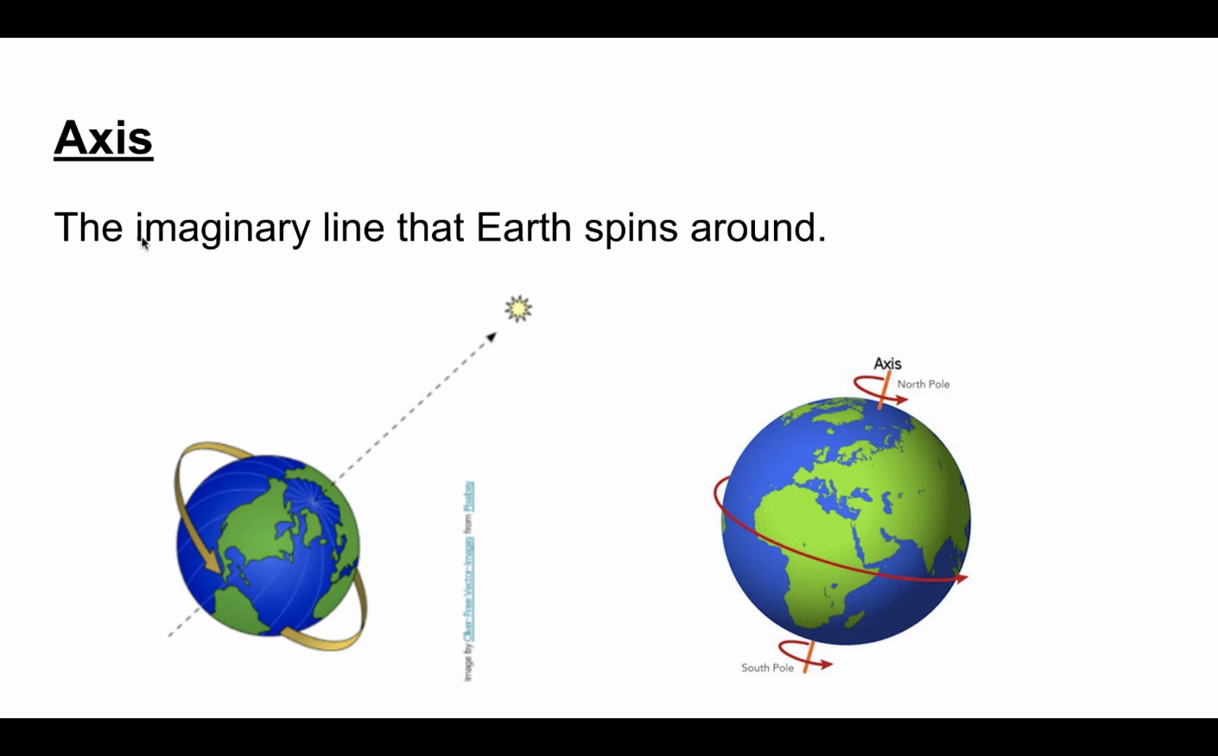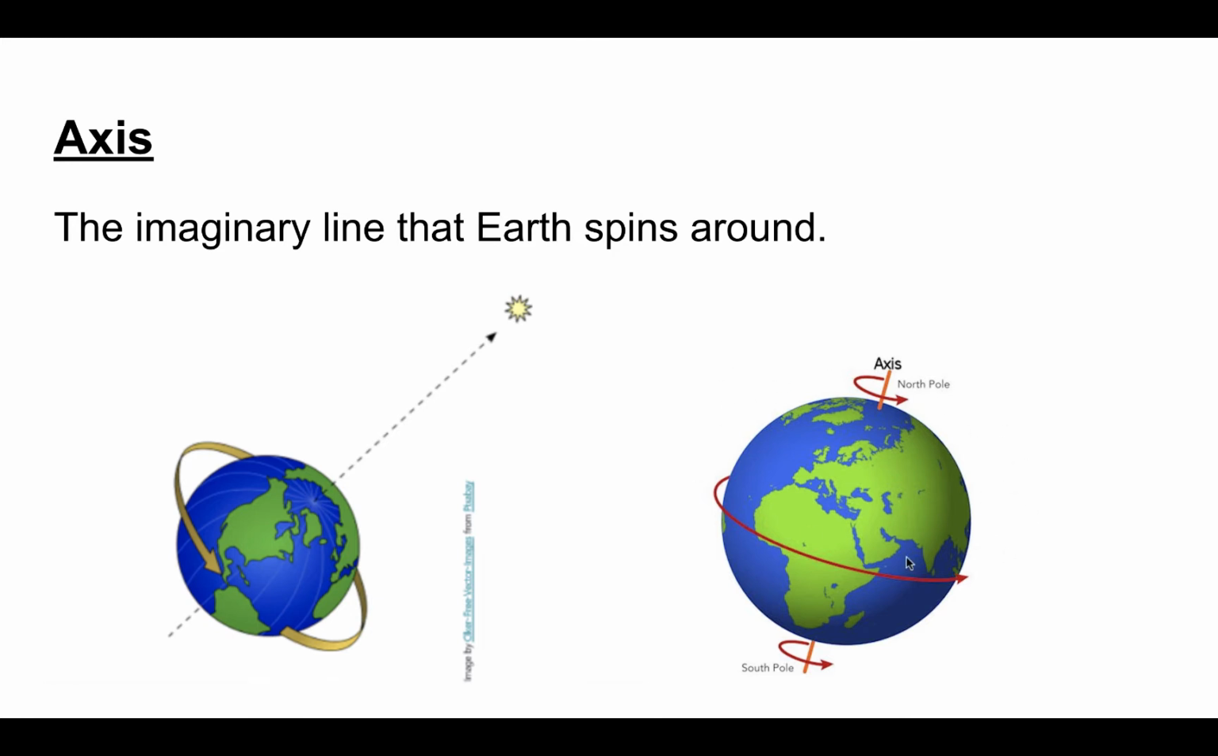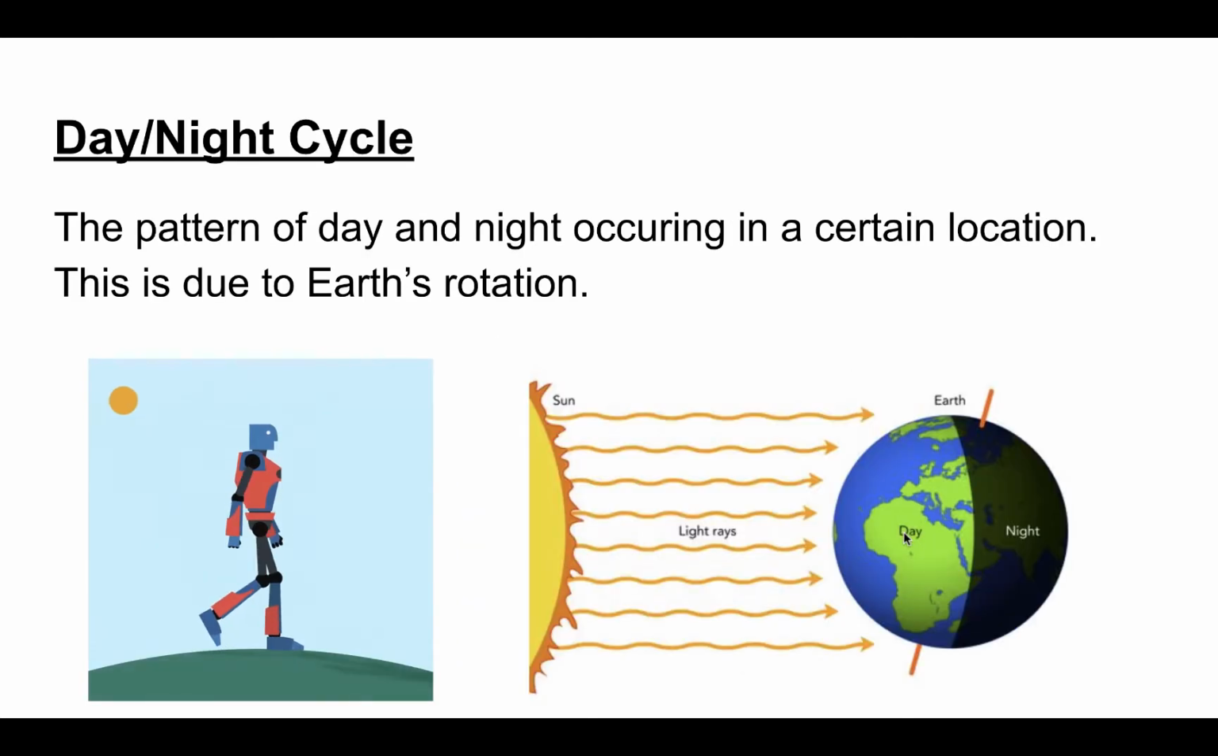An axis, we said Earth rotates on an axis. Its axis is the imaginary line that the Earth spins around. So our axis on planet Earth goes from the North Pole to the South Pole. Imagine just sticking a pole right in the middle of the planet, and then we spin and rotate around that axis. So Earth spins around its axis every 24 hours.